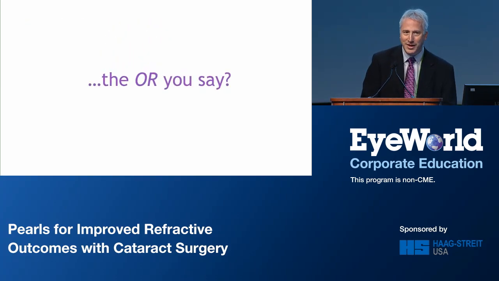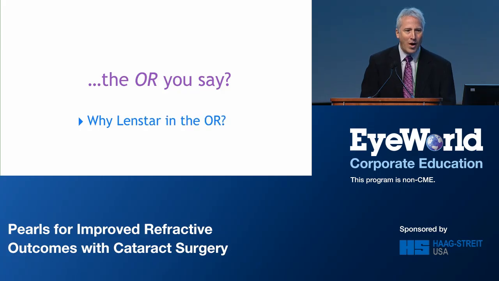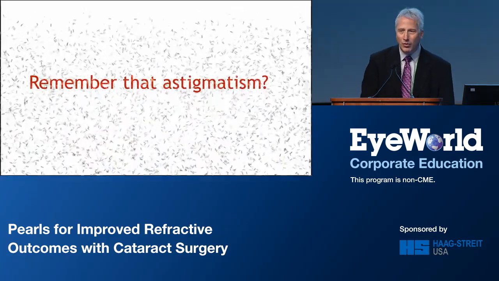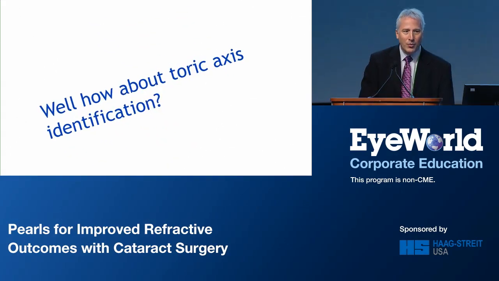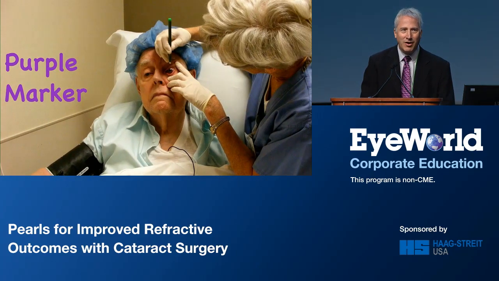Yes, the operating room, you say? Indeed, the operating room. Why would we need the Lenstar in the operating room? I wonder, okay? Well, remember that astigmatism we were talking about before? Well, when we get to the toric axis, we need to identify that toric axis. And yes, indeed, there are still lots of people in the world who are still using the purple magic marker to identify the axis.